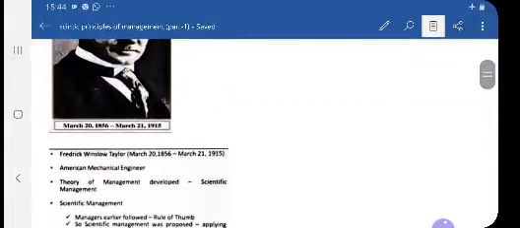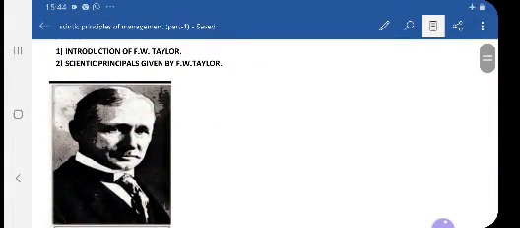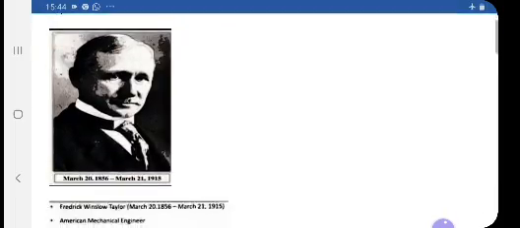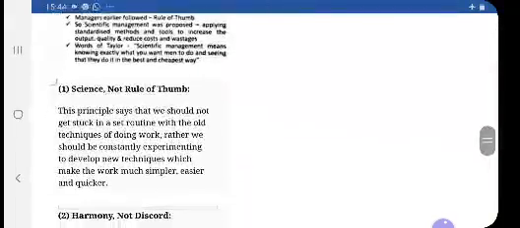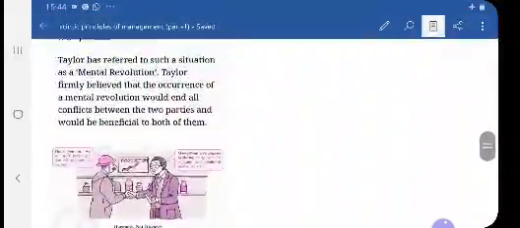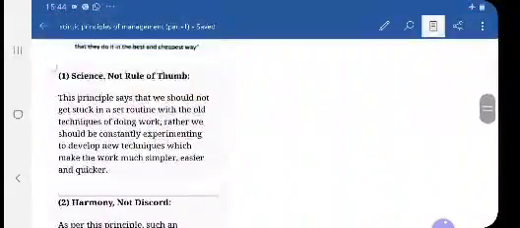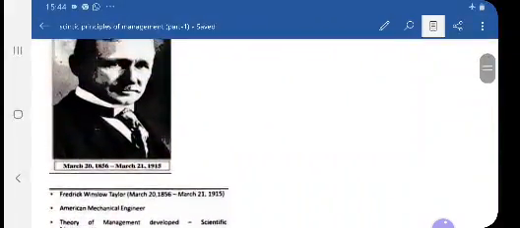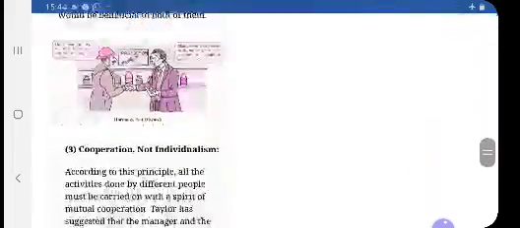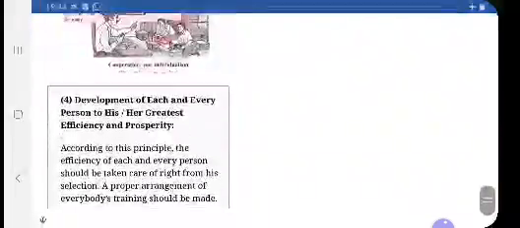And of course, his principle is not a general principle, it is only applicable in manufacturing units where production processes are involved, and a large number of workers are involved in the production process. So it is a specific principle applicable in factories. So this is all about the scientific principles of management.